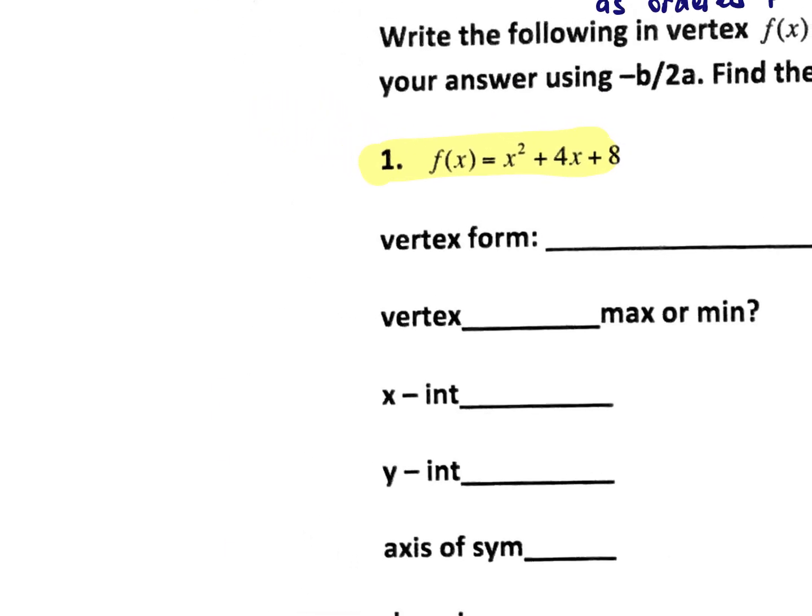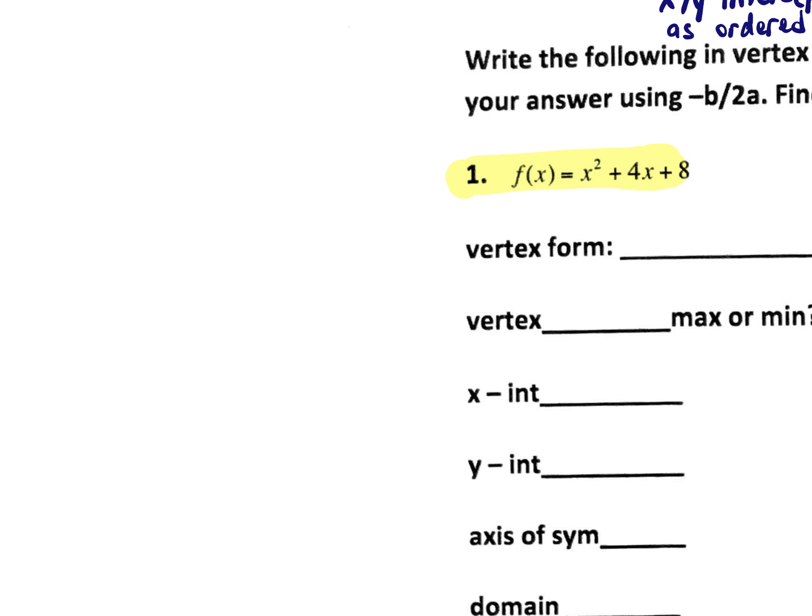So first thing it asks for is for vertex form. We need to find the vertex first. What's the formula we use to find the vertex? It's a little tiny formula. What do we use to find the vertex? -b over 2a. So the number in front of our x squared is our a. The number in front of the x is b. And then the constant is c.